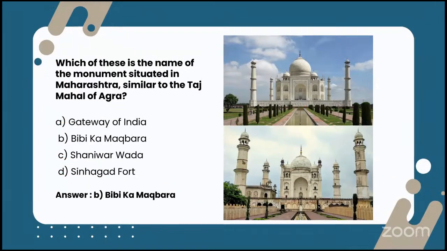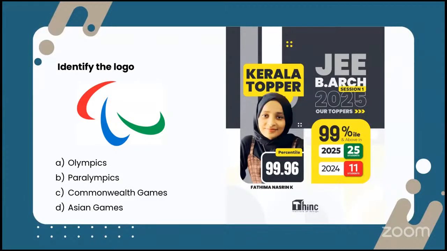Moving on to the next question. Again, a logo-based question. Logos are also very important from your exam point of view. So, a logo-based question. Very simple question. Identify the logo. It's related to which one? Olympics, Paralympics, Commonwealth Games, Asian Games. Okay, so you have to identify.